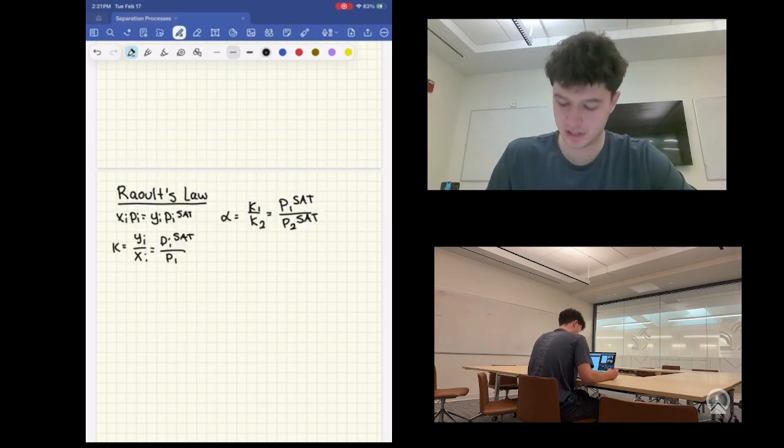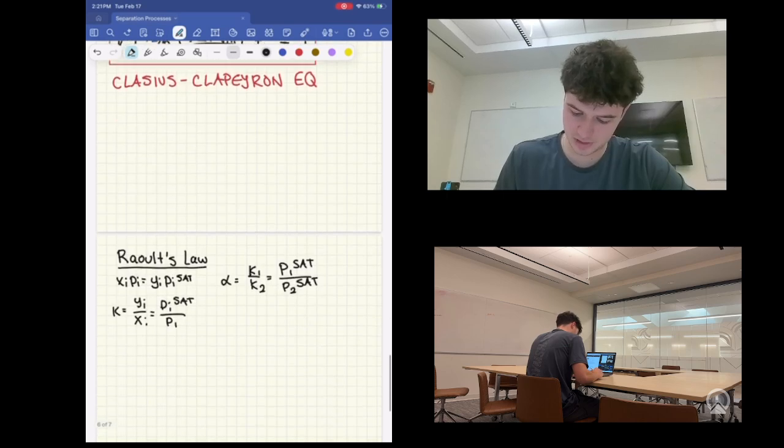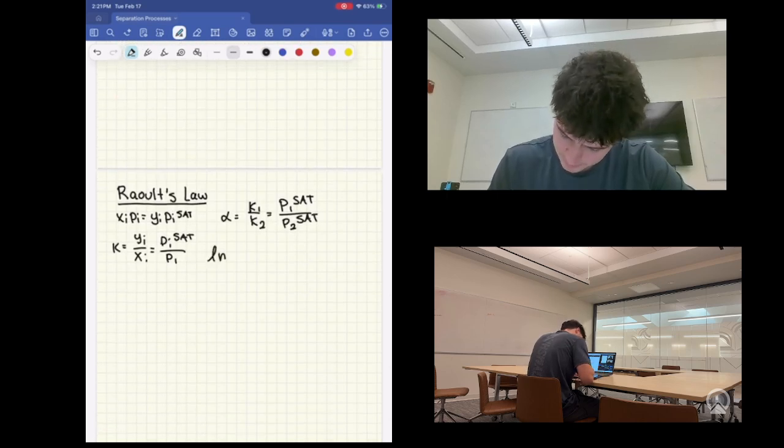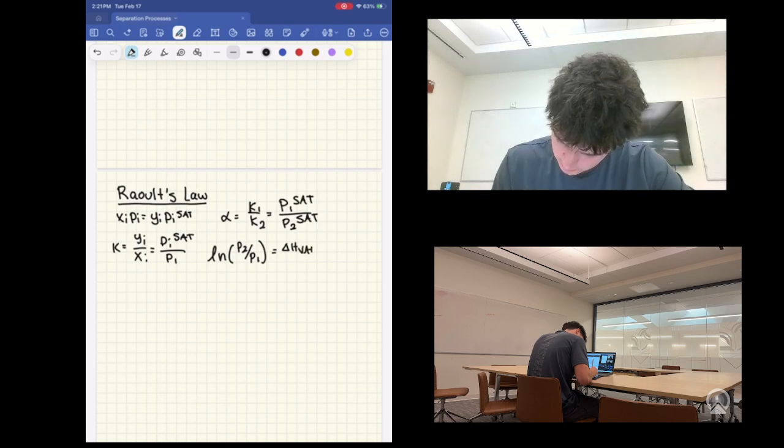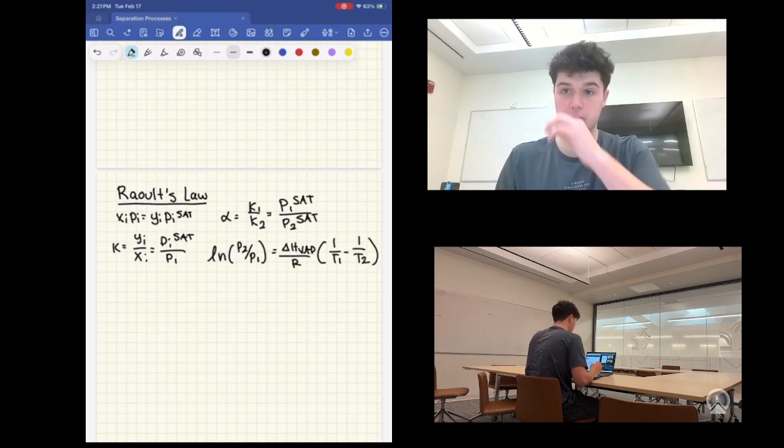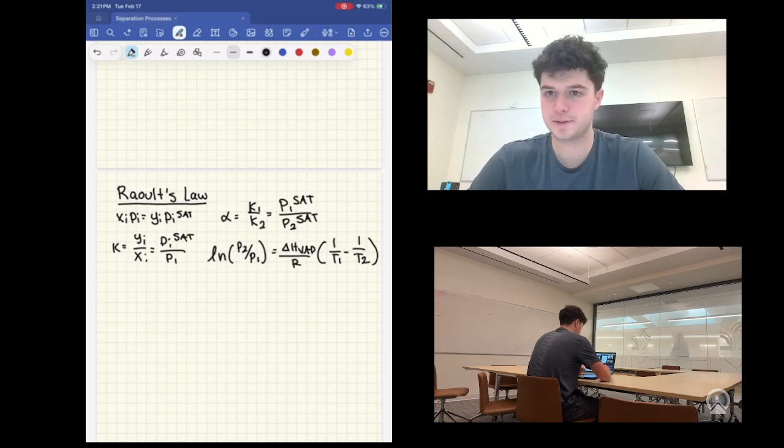Now the final equation that we're going to need is obviously that Clausius-Clapeyron equation, which I will rewrite: ln P2 over P1 equals H vap over R times 1 over T1 minus 1 over T2. Now, we are going to use all of these equations, and this will help us solve for the relative volatility to make sure it's constant when we are dealing with not just different temperatures, but different components also.